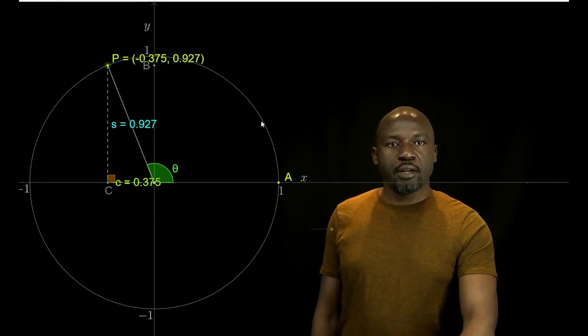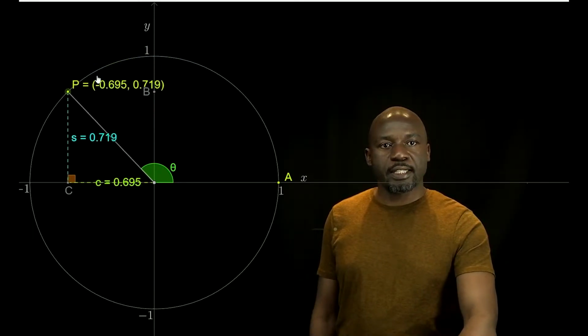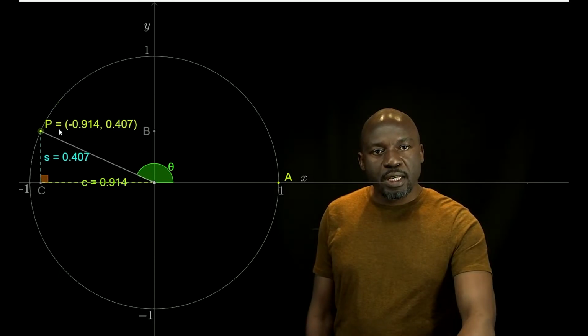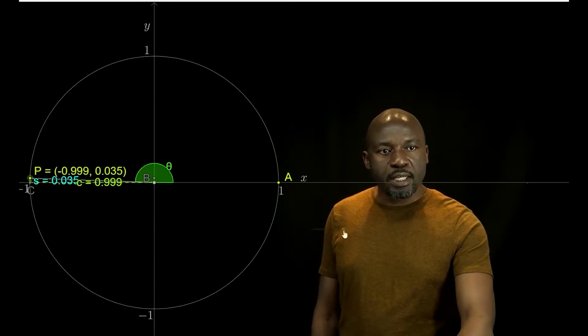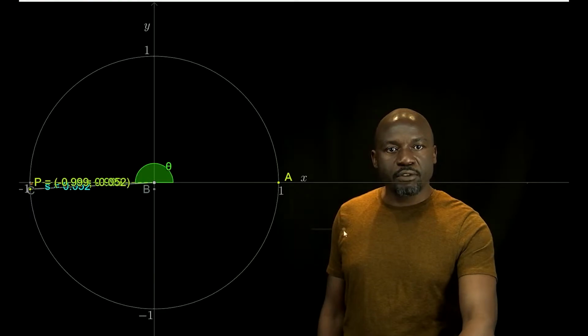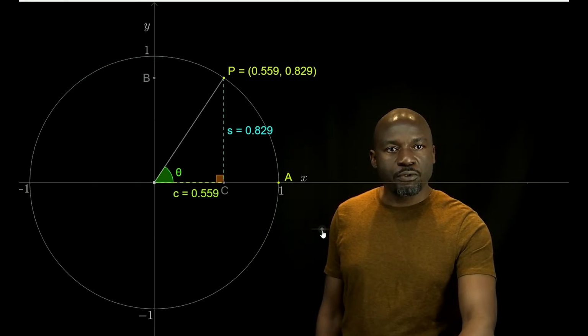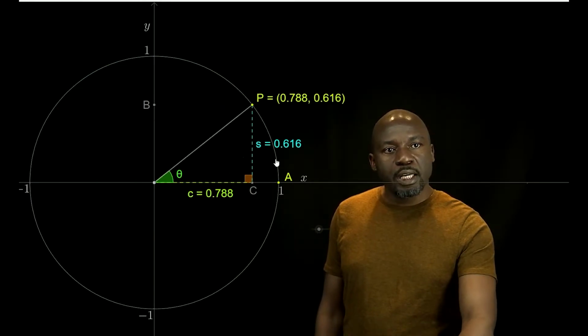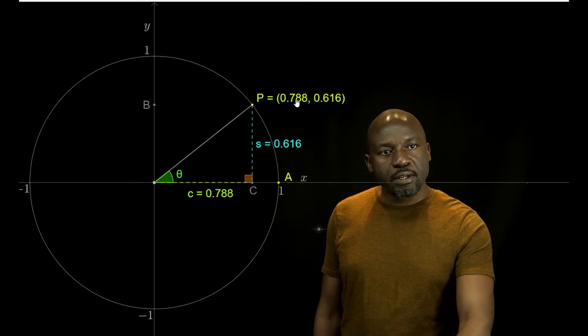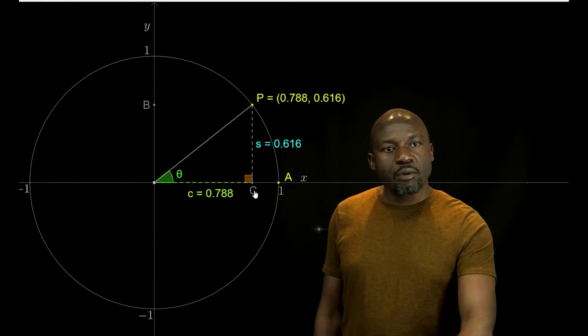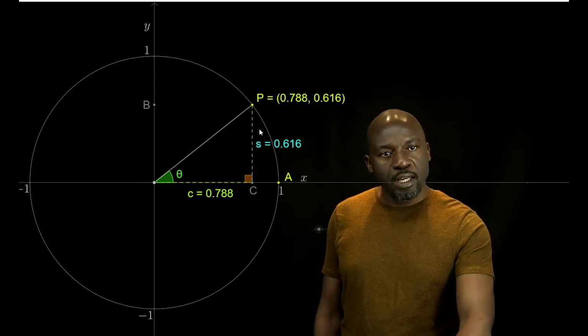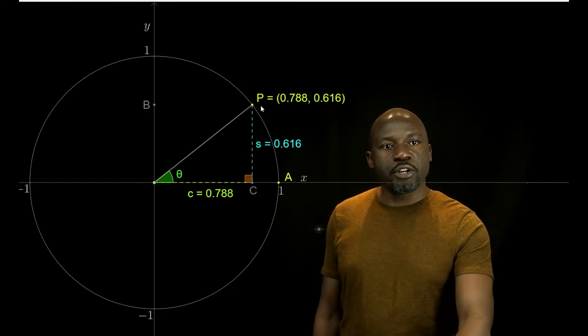And so with the coordinates indicated as such, we can now see the x and y coordinates of point P as P moves forward. At that point, the x coordinate is 0.788, which indicates the value of C here. The y coordinate is 0.616, which indicates the height of point P.